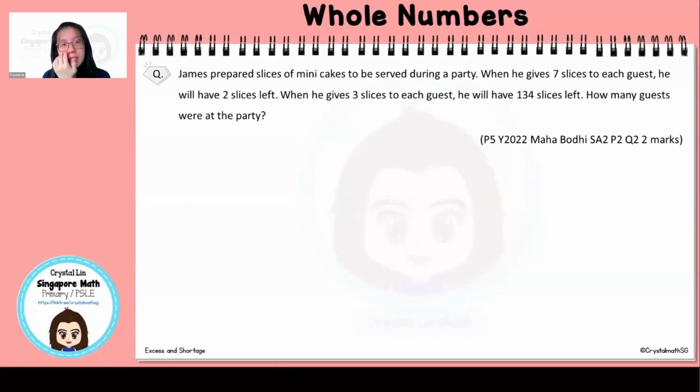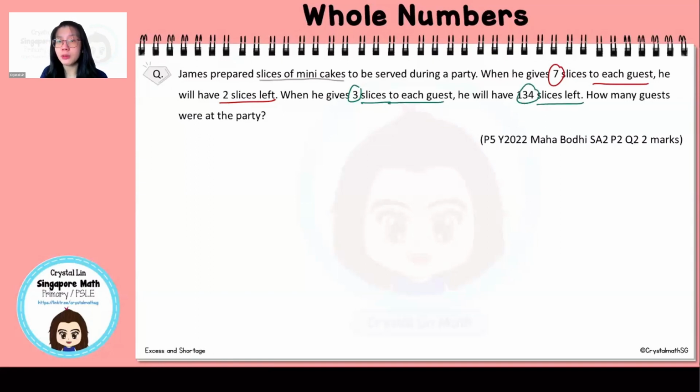Prepare slices of mini cake to be served during a party. So we do not know how many slices of cake James prepared. We know that he prepared for a group of people in a party. When he gives 7 slices to each guest, he will have 2 slices left. Then the second sentence goes, when he gives 3 slices to each guest, he will have 134 slices left.